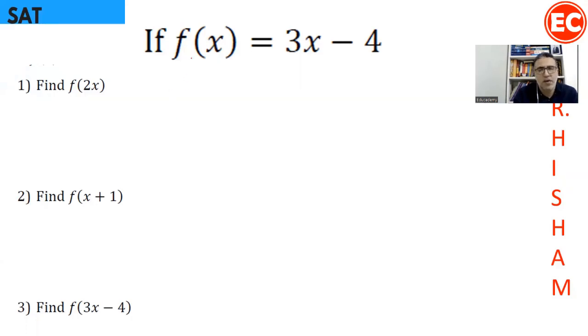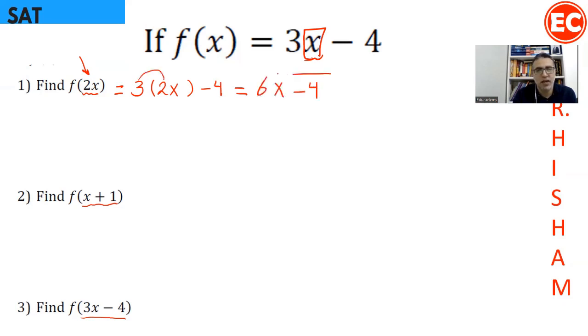Now, another question on the same linear equation function, or first degree, but as we can see here, all of them are in terms of x. So if I wanted to find f of 2x, it means that I'm going to replace this x with 2x. So 3, open bracket, replace x with 2x, minus 4. And 3 multiplied by 2 is 6x minus 4. And as we can see, this is the simplest form.